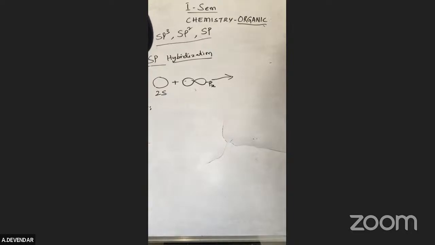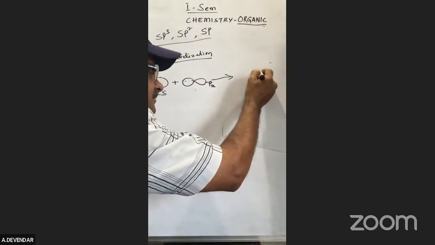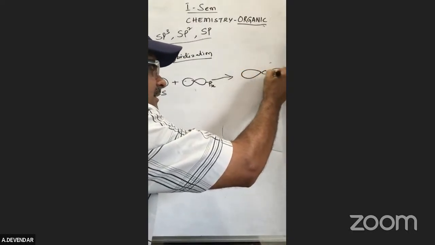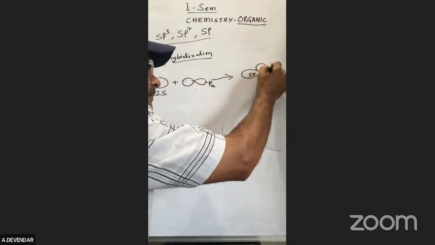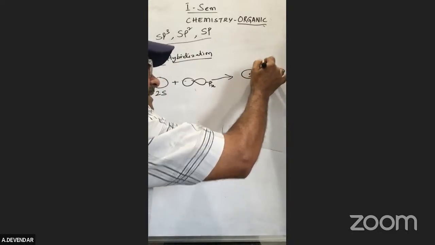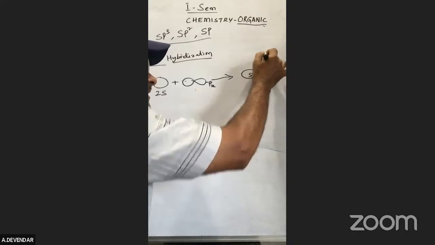These 2 sp hybrid orbitals are arranged on the carbon in a linear structure. How is it arranged? Linear, making a bond angle of 180 degrees. Linear means horizontal, so we get 180 degrees on the carbon atom. This is sp, this is sp, and the bond angle is 180.